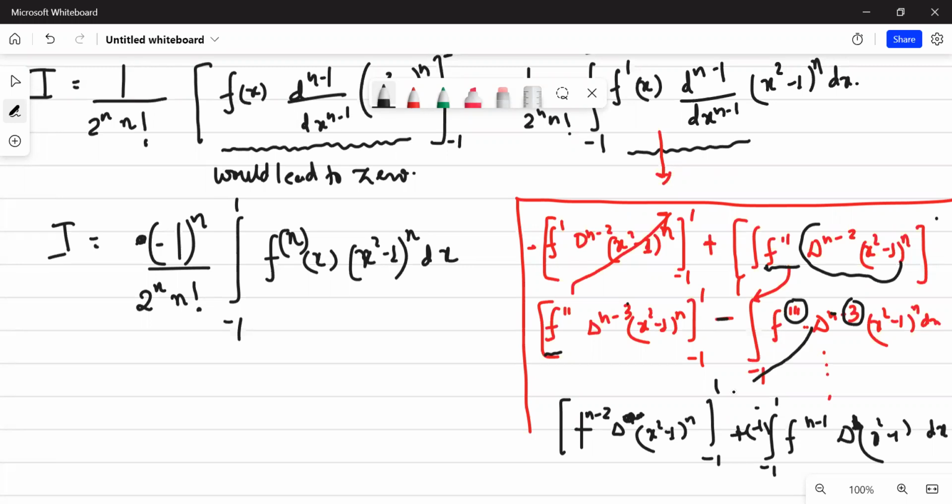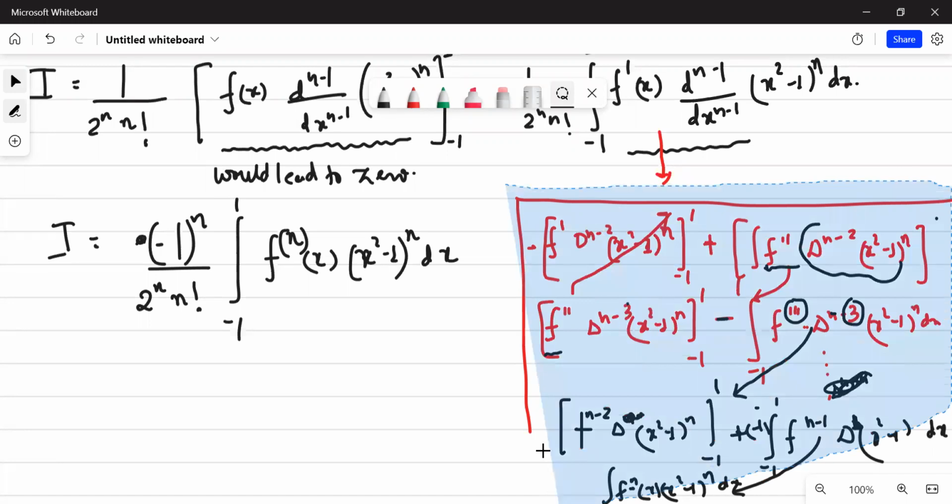So keep on doing it. At the end of the day, you will be left with the nth derivative of f. And if here there is an n, then d^(n-n) is simply not integrating anything. So it is like x square minus 1 raised to power n dx. So this is how it would be. I hope it is clear. At the end of the day, you have to remember the result.